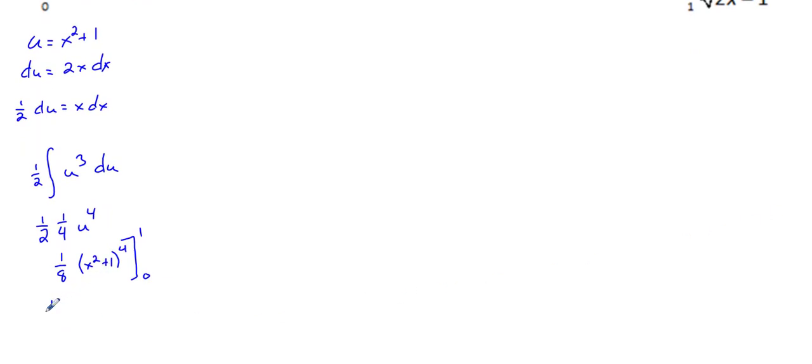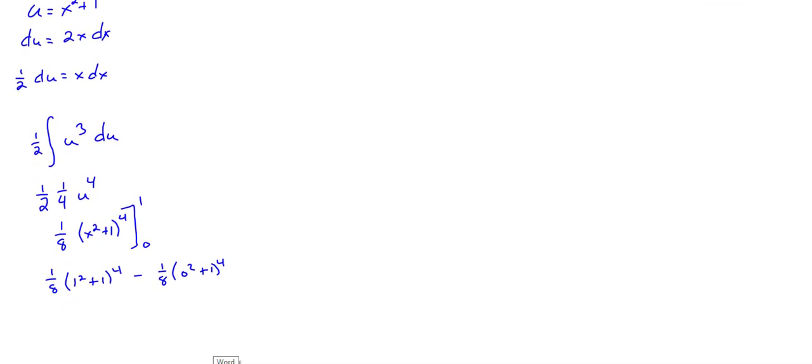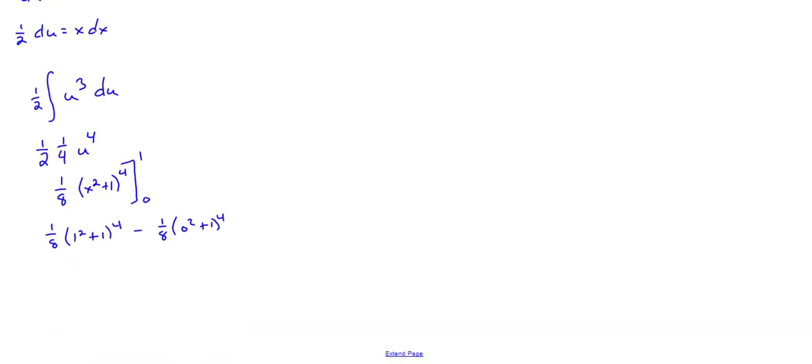All right, so what we have, 1/8, and then we have 1 squared plus 1 to the fourth minus, I'm going to take the 1/8 with it just for fun. 0 squared plus 1 to the fourth, correct? We okay so far? Keep an eye on me. All right, 1 squared is 1 plus 1 is 2. What's 2 to the fourth? Minus 1/8. Okay, that'd be 0 plus 1. 1 to the fourth is 1. So times 1.